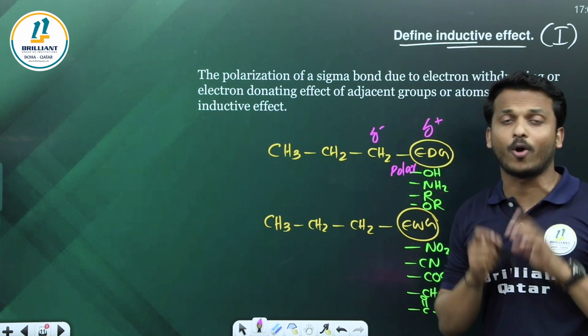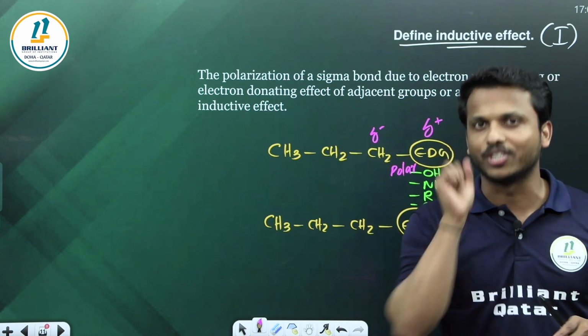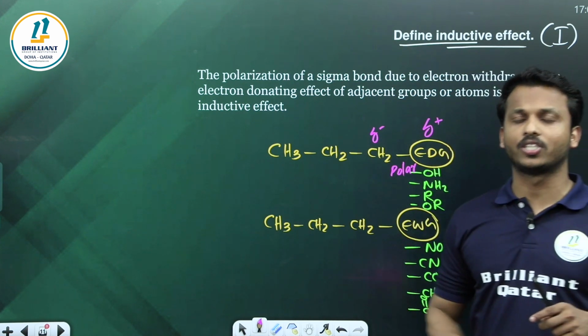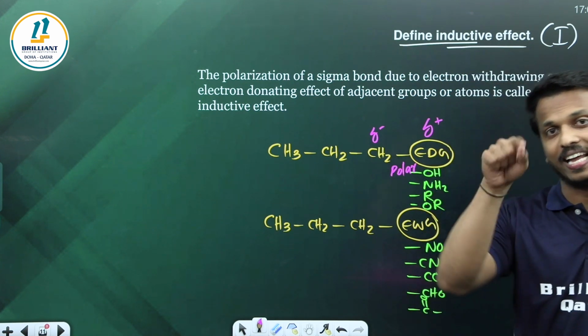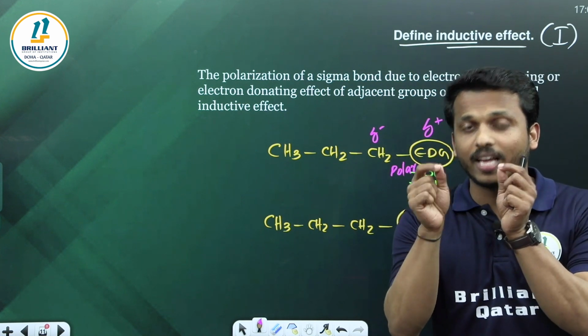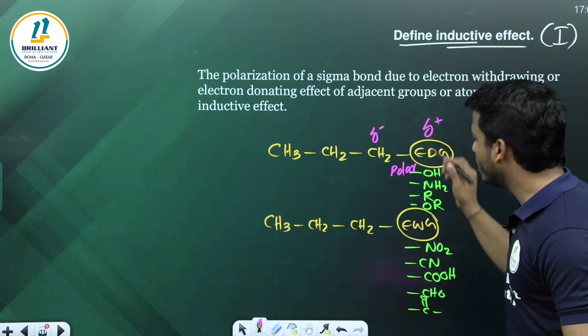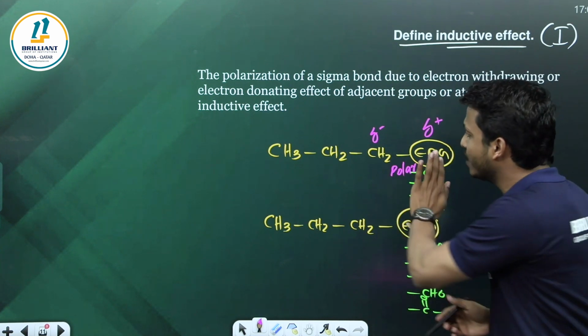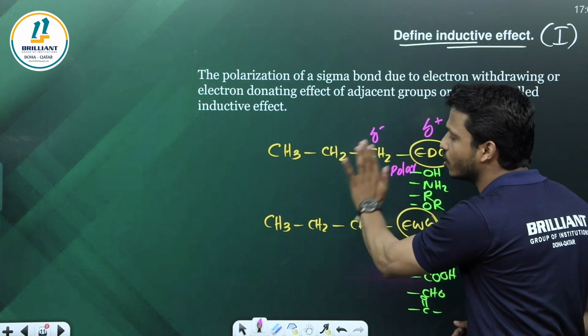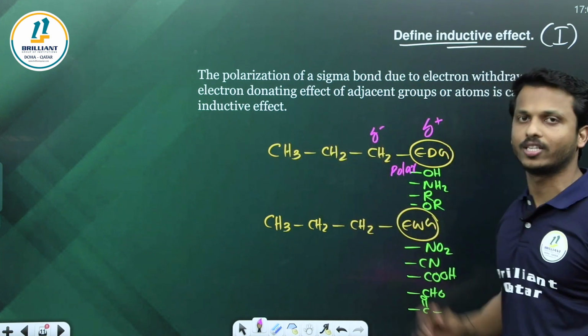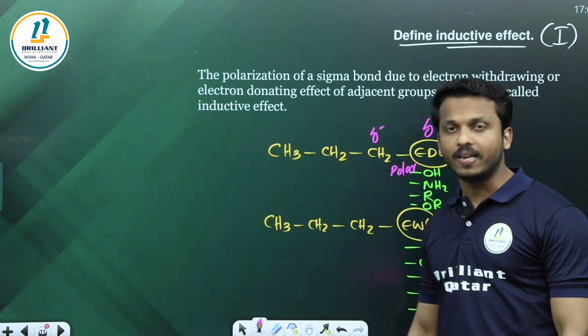What do you mean by polarity? There is a charge separation. Why is this charge separation generated? Because of the change in electronegativity: one is donating, one is gaining. Now this polarity won't stop there. It is transferred or induced to the next carbon-carbon bond and it goes on. This is called the inductive effect.